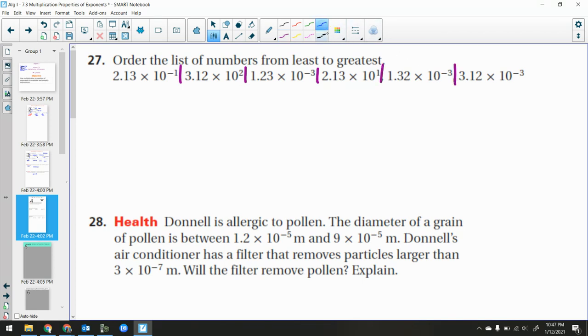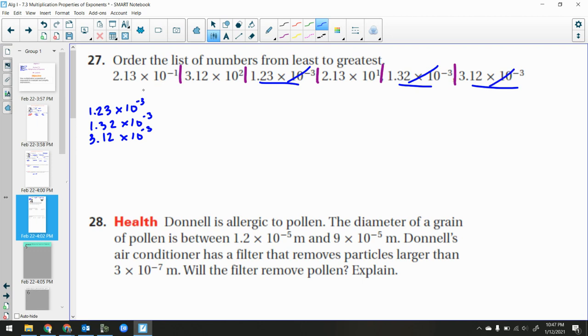Okay. It looks like the smallest values, I've got a 10 to the negative third, a 10 to the negative third, and a 10 to the negative third. So my smallest value here is 1.23 times 10 to the negative third. It goes away. And then I've got 1.32 times 10 to the negative third. That goes away. I've got 3.12 times 10 to the negative third. And those all go away.